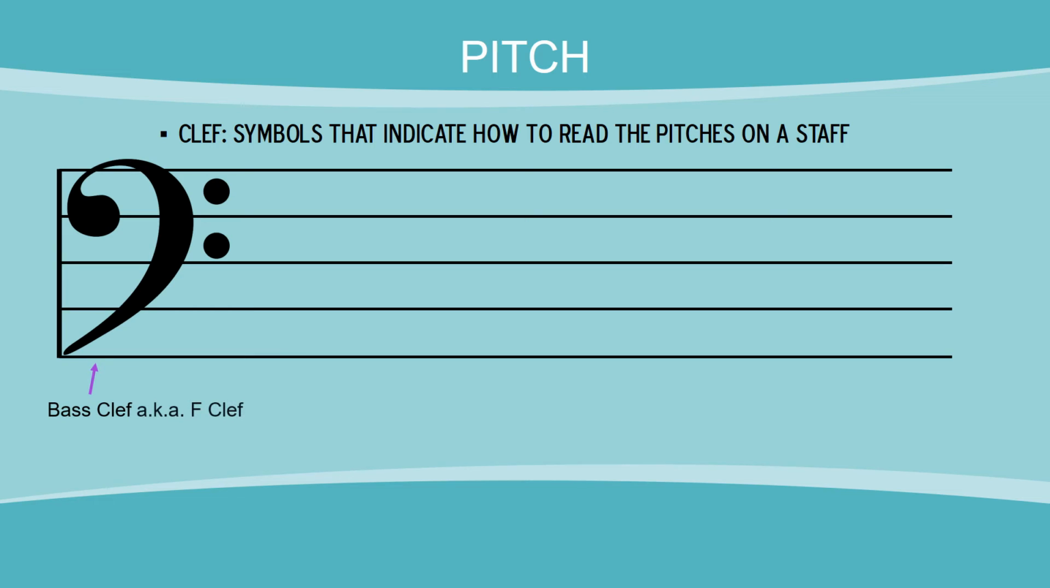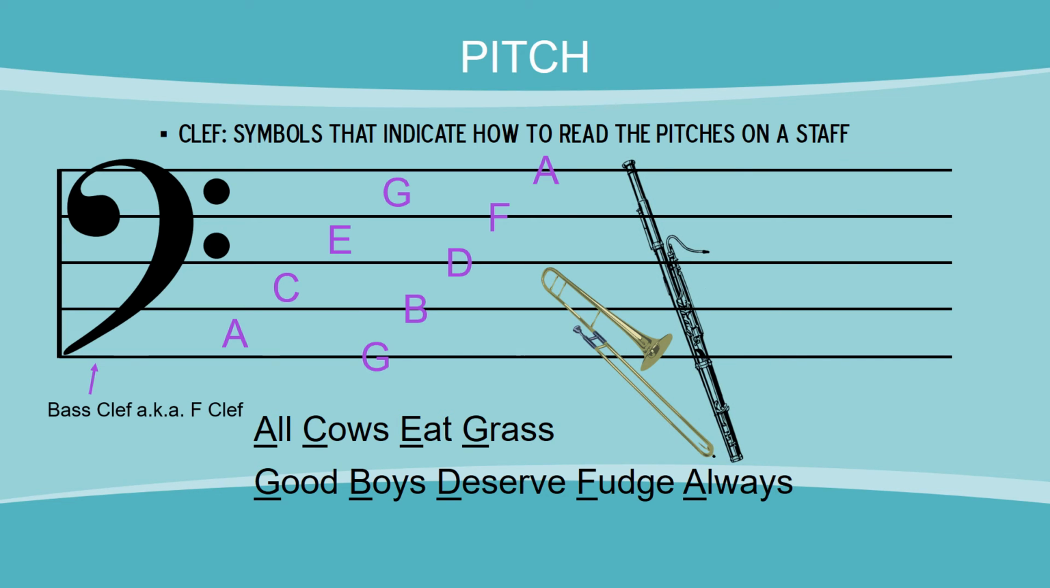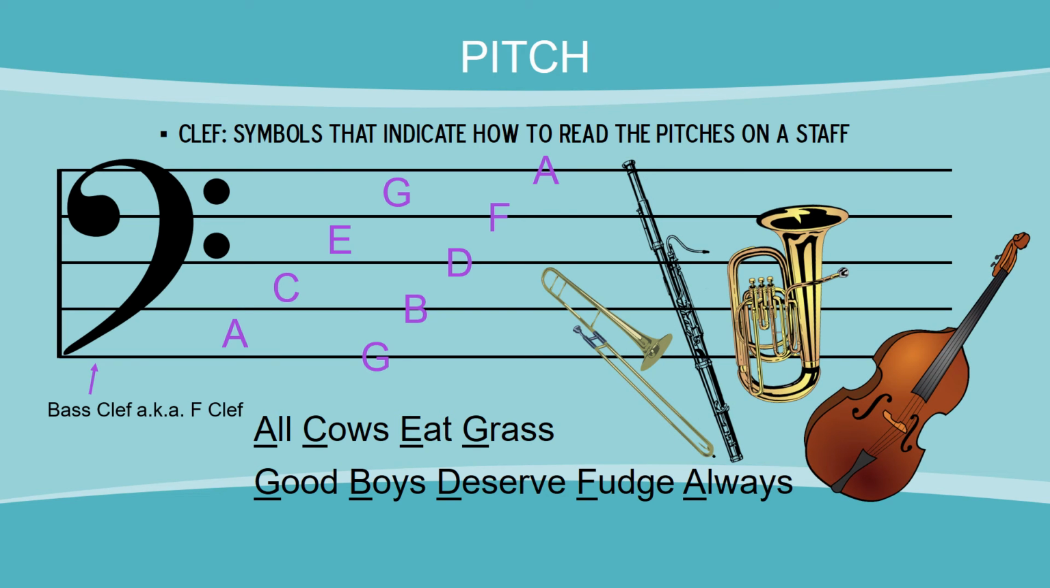Instruments of a lower pitch range use the bass clef. It is also called the F clef because the 2 dots of the clef surround the line that represents the musical alphabet member F. From here, you can determine the location on the staff of any other pitch in the musical alphabet by counting forwards or backwards in the alphabet. For the spaces, from low to high, you can use the phrase, all cows eat grass. For the lines from low to high, you can use the phrase, good boys deserve fudge always. Common instruments that read music that use the bass clef are trombone, bassoon, euphonium and tuba, and string bass.